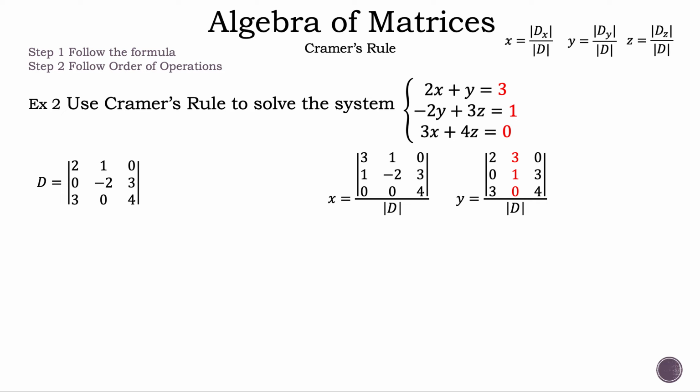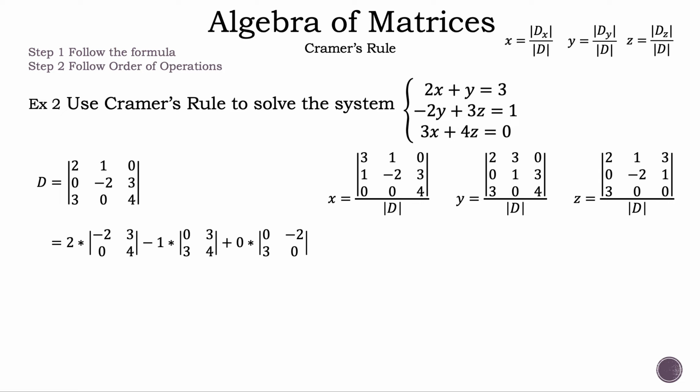We haven't seen it yet, but it follows the same pattern. Let's write it down and see. Since we are solving for the z part of the ordered pair, our third column has been replaced with the constants, or 3, 1, 0 in this case, and the other two columns are the same as the determinant of the coefficients. Now, let's simplify what we've done so far by finding the determinant of the coefficients.